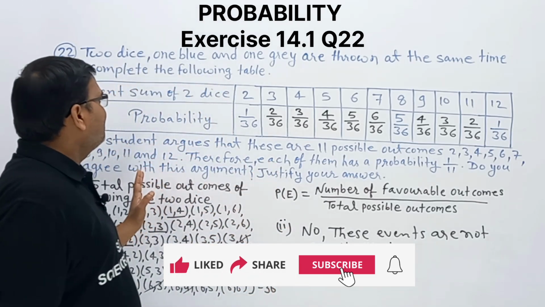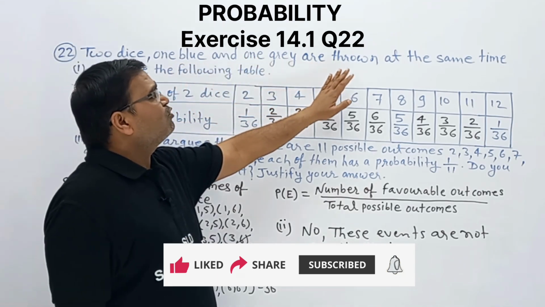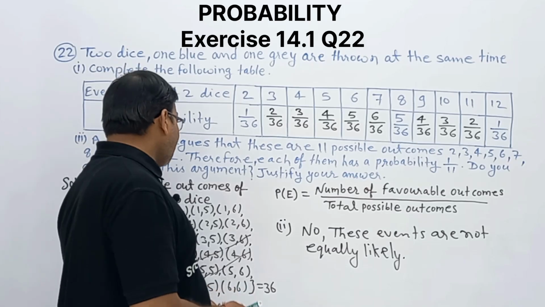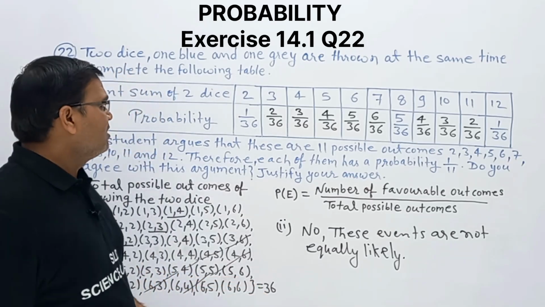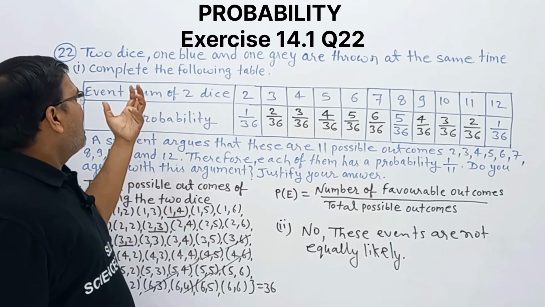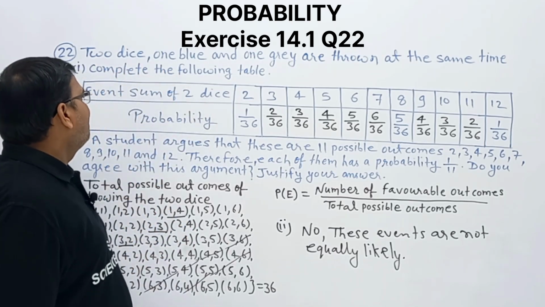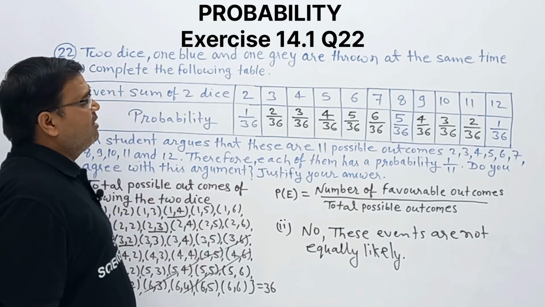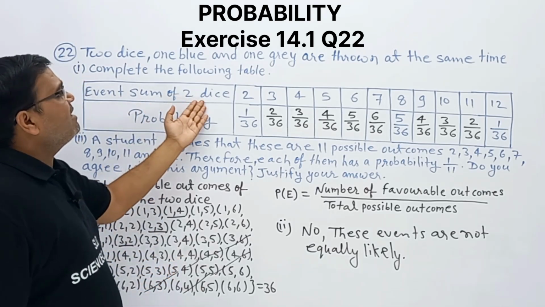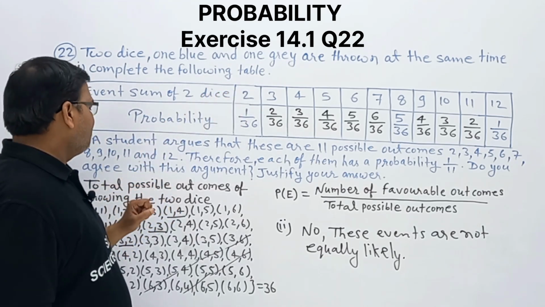Observe again what we are doing in this question. In this question, 2 dice, one blue and one gray, are thrown at the same time. Once we throw 2 dice, then we are getting what? 36 outcomes. Clear? Now we want to complete this table. And how will we complete this table? Sum of 2 dice we are having, probability we require.